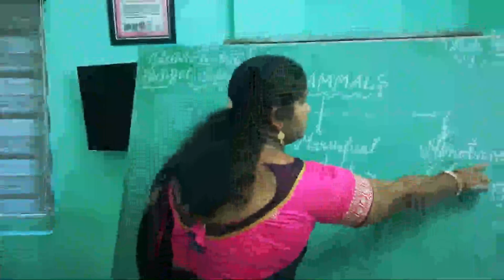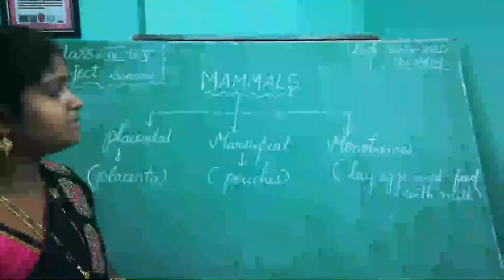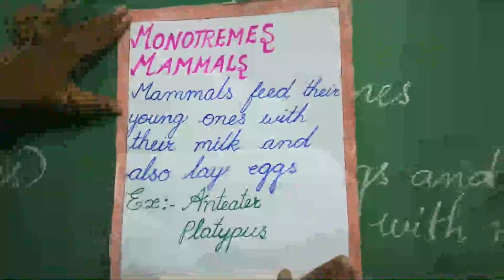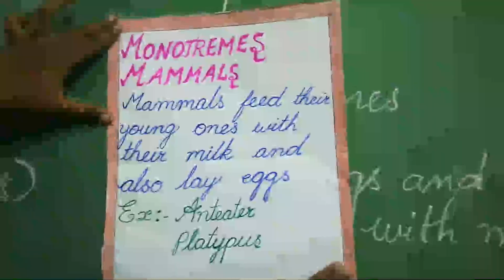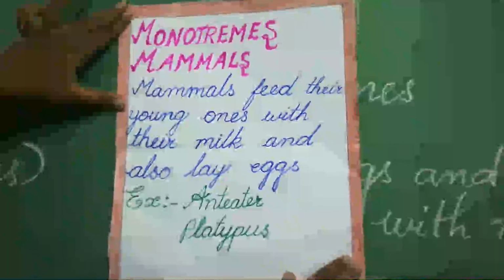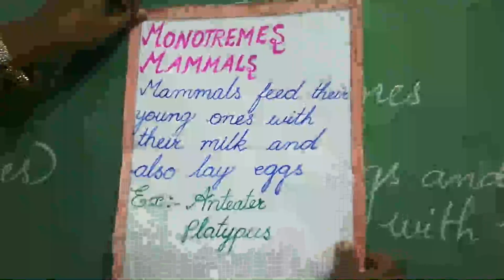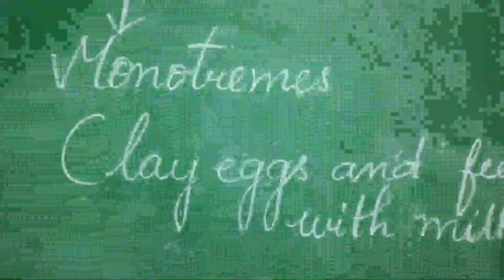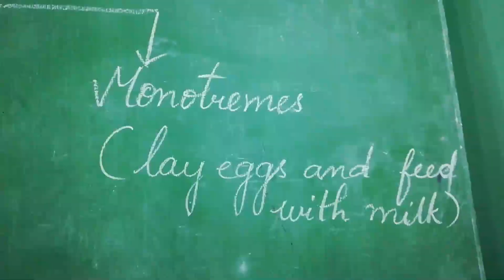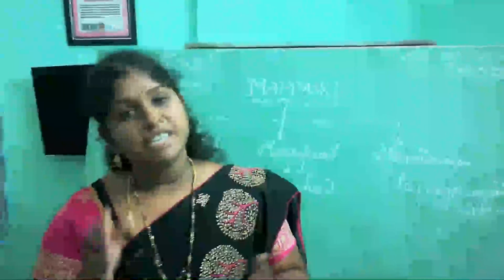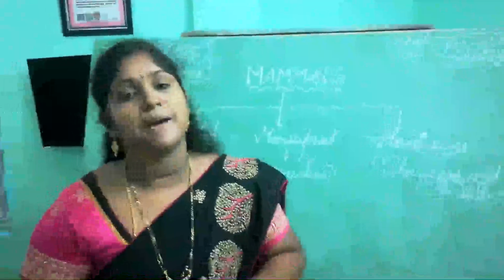So monotremes. Here, monotremes are mammals that feed their young ones with their milk and also lay eggs. For example, anteater, platypus. You can have a doubt: how will mammals lay eggs? Now I am going to tell you. The mammals which lay eggs can also be called mammals. So what are they? They are the monotremes.